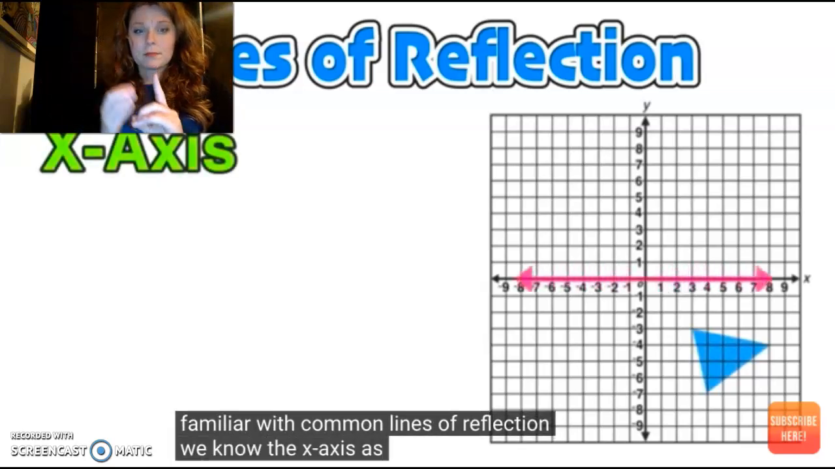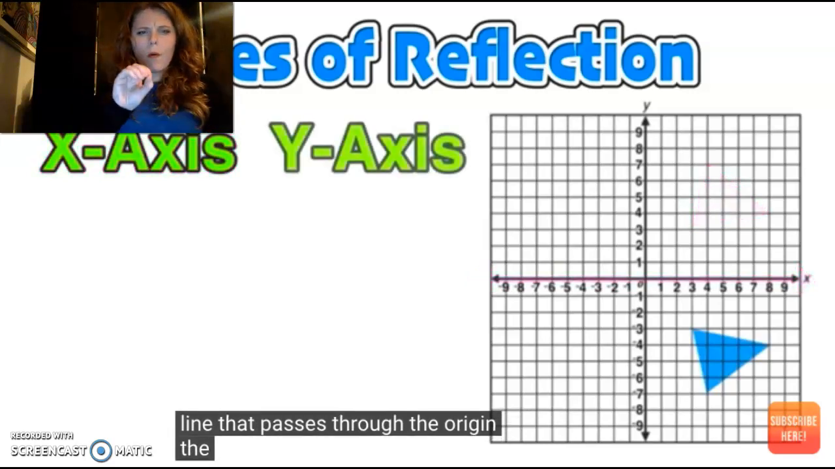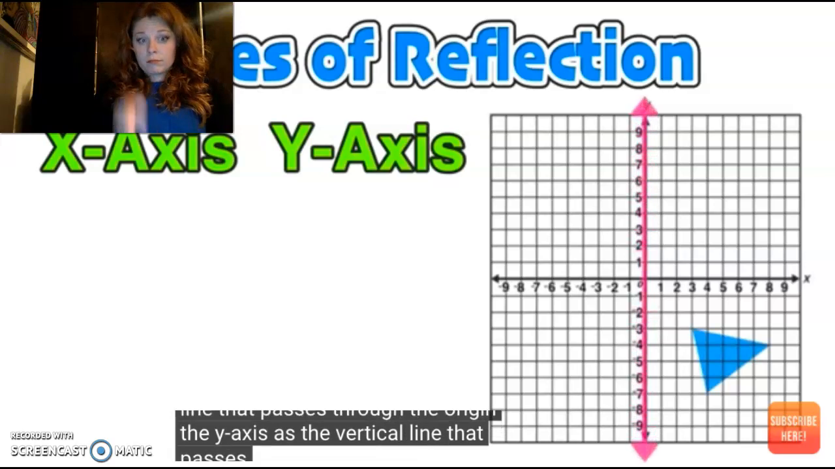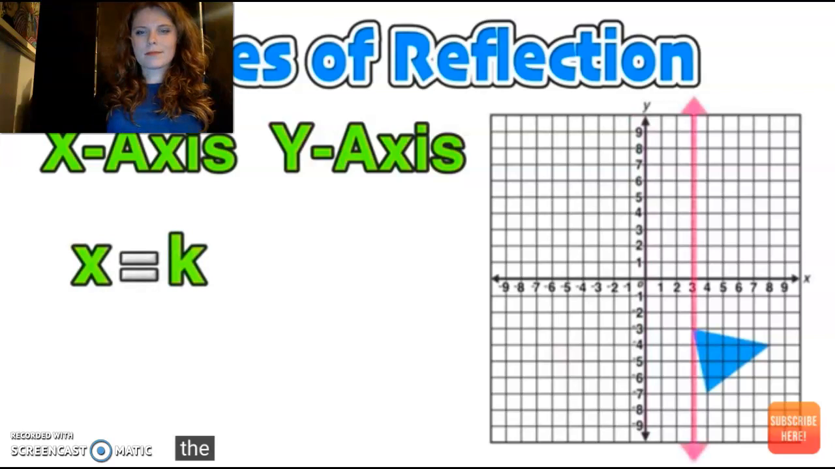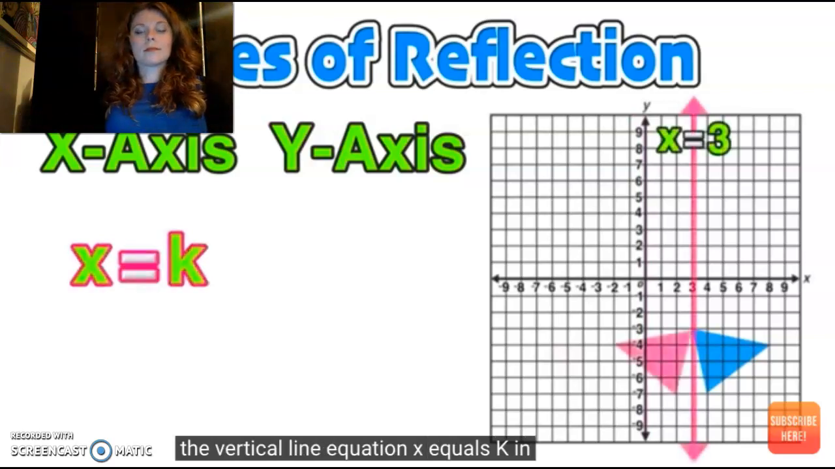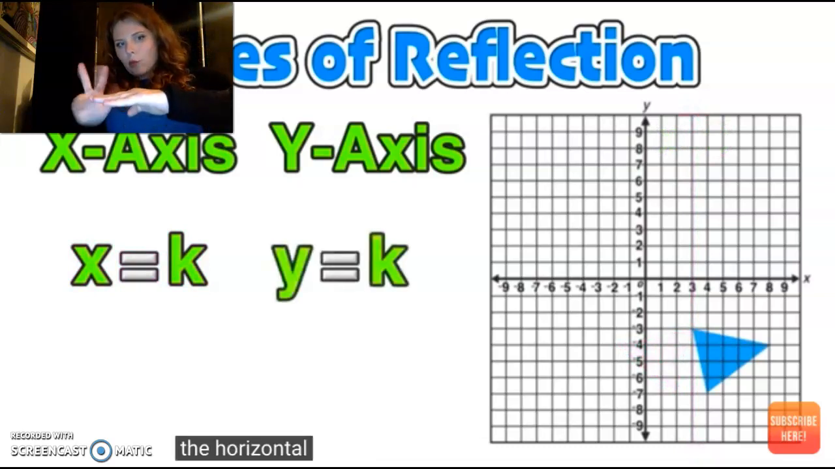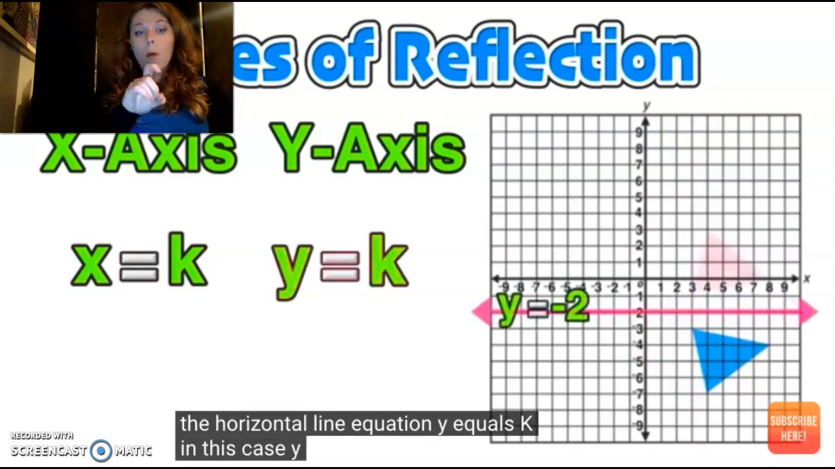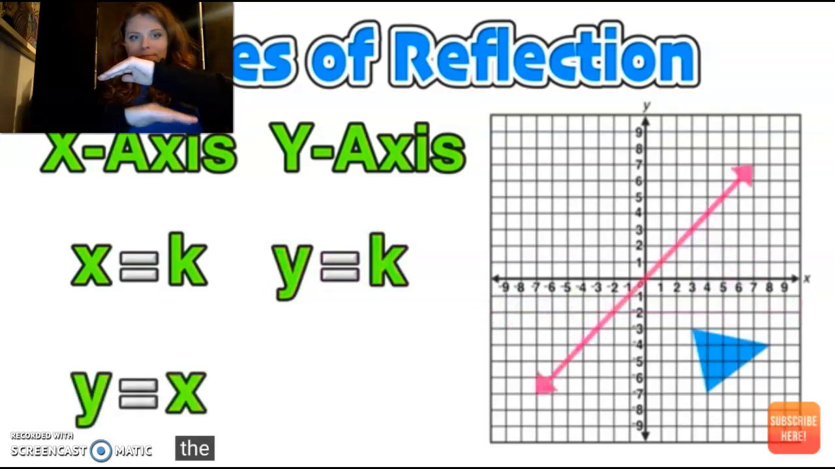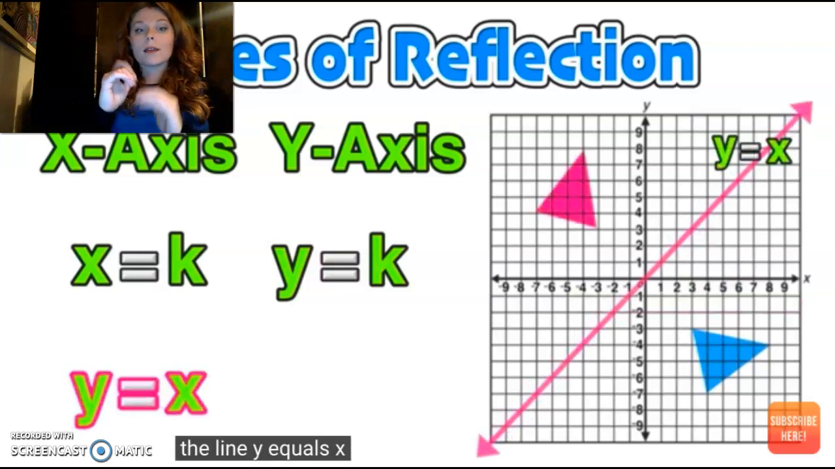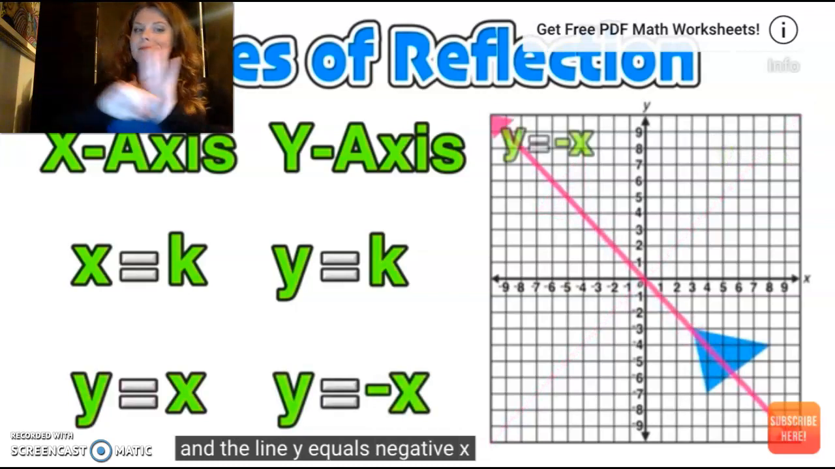We know the x-axis as the horizontal line that passes through the origin, the y-axis as the vertical line that passes through the origin, the vertical line equation x equals k, in this case k equals 3, the horizontal line equation y equals k, in this case y equals -2, the line y equals x, and the line y equals -x.